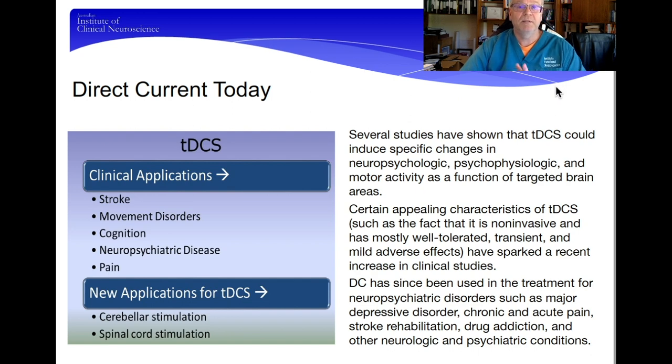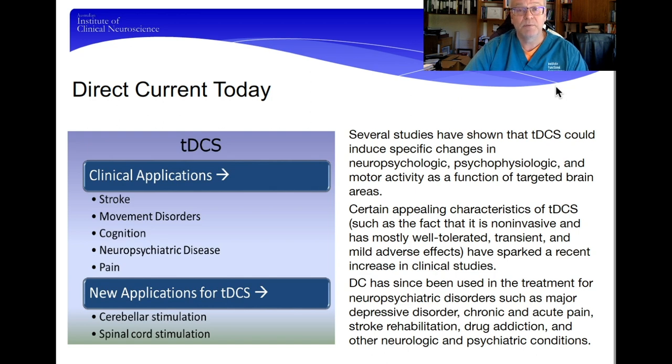Okay, so what types of things can we use direct current for? Now, we know that it's been used clinically for stroke rehabilitation. It's been used in movement disorders involving things like Parkinsonism, cognition disorders, and neuropsychiatric diseases like depression, ADHD, those types of things.